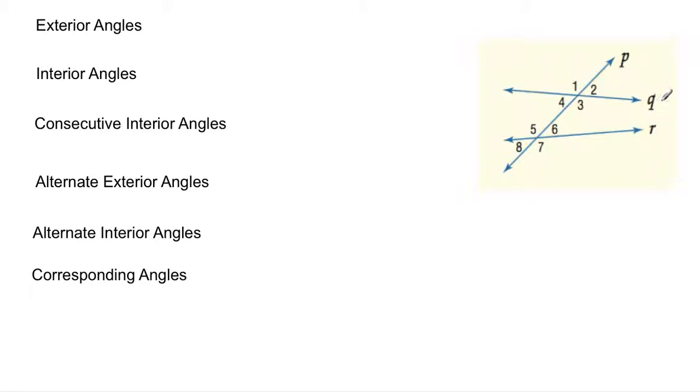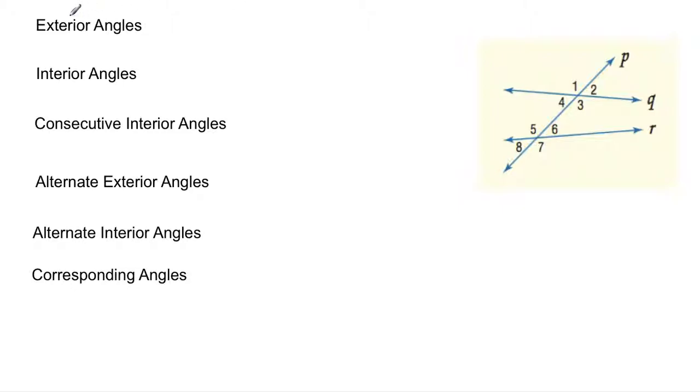So here I have lines Q and R that run along next to each other, and then line P cuts through both of them. So line P is the transversal in this situation. And notice I have these 8 angles created by this transversal, and they're labeled 1 through 8. Over here I have some special names, and we're going to go through these angles and label them.